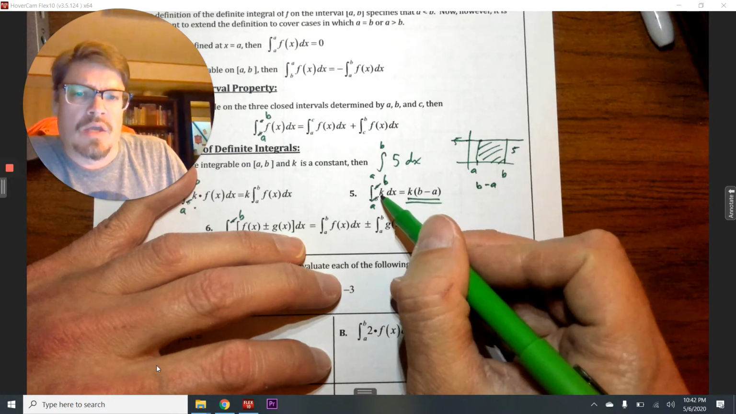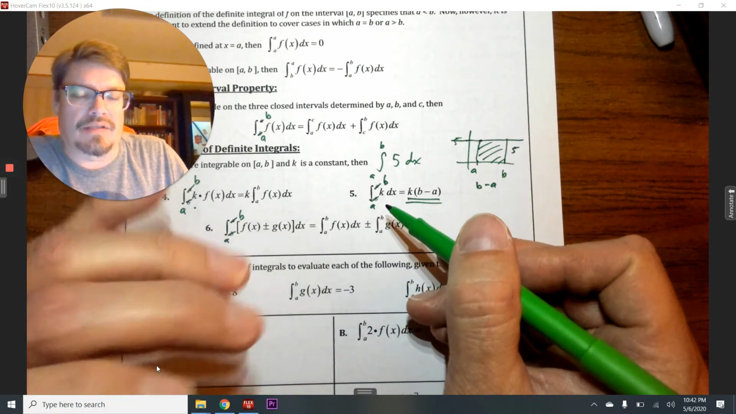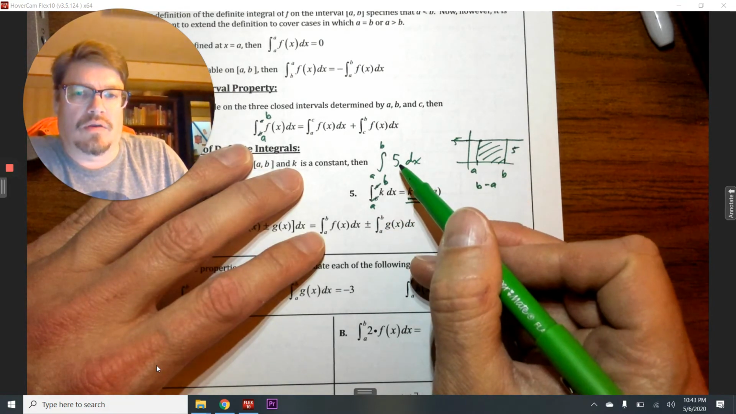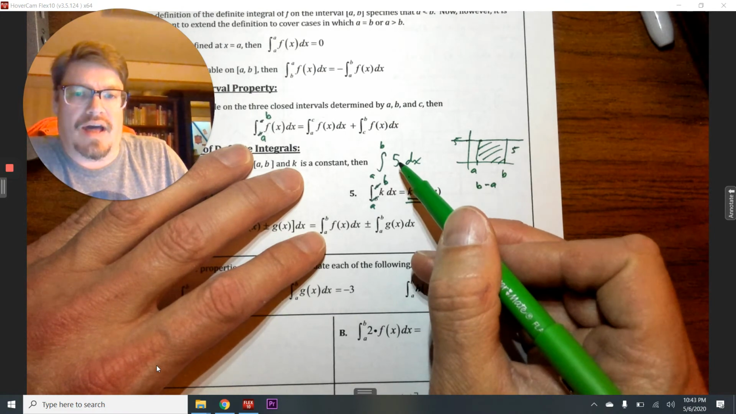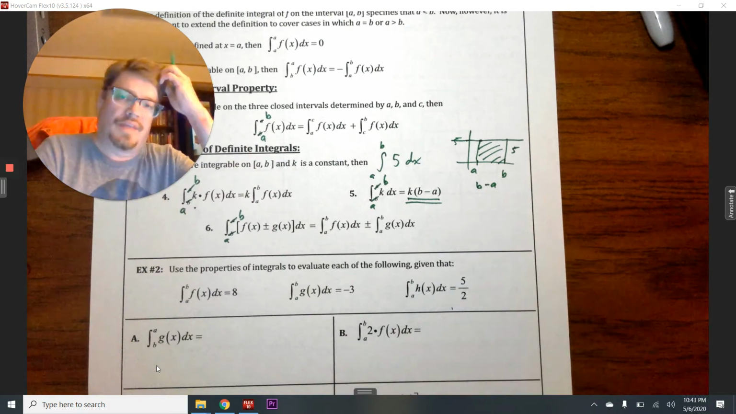So try not to let this be confusing for you, because you're going to have to remember that if you're doing a constant, you can actually just do 5 times b minus a. Okay, so put that on a shelf.